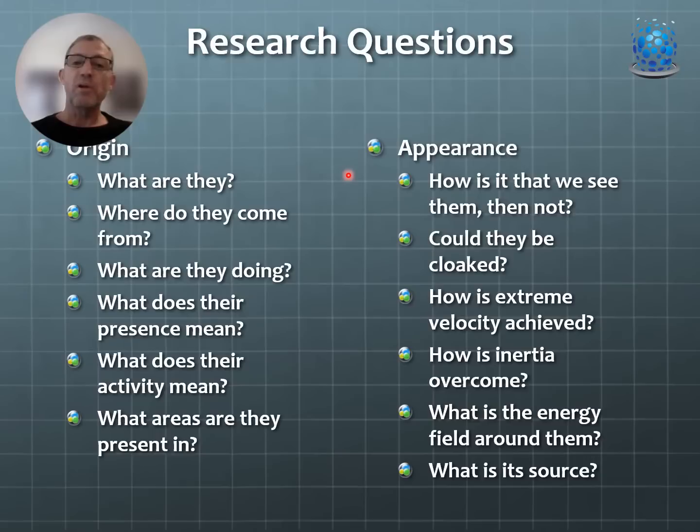In terms of appearance for research questions, we have how is it that we see them, then we can't see them? Are they cloaked? How is extreme velocity achieved with no acceleration? How is inertia overcome? What is their energy field around them? And what is the source of this energy field?